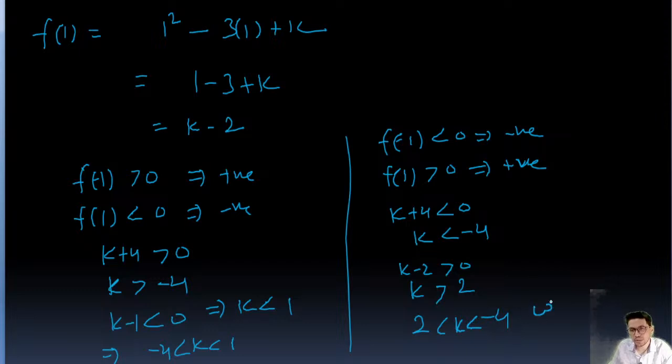Which is not possible, because k is less than minus 4 and at the same time k is greater than 2. But this first case is the accurate answer, because k is greater than minus 4 and k is less than 2. So the range of k is between minus 4 and 2. Oh sorry, I said 1 earlier, here we made a mistake. It's k minus 2, so it's 2. K is between minus 4 and 2. I hope, guys, it is clear.